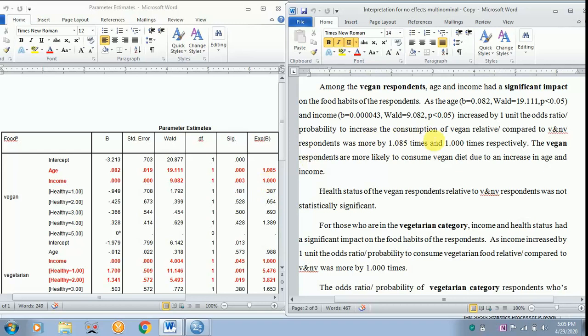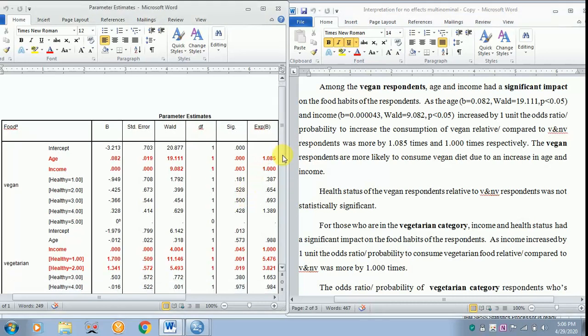So the vegan respondents are more likely to consume vegan diet due to the increase in age and income. This is how you have to infer the first part. The next part, the health. So you find that the health status of the vegan respondents when compared to the non-vegetarian and vegetarian respondents was not statistically significant. None is significant over here. So we'll just cross over.